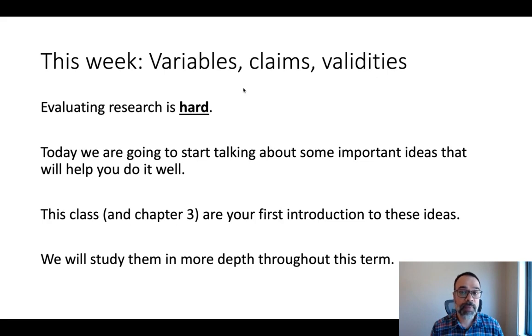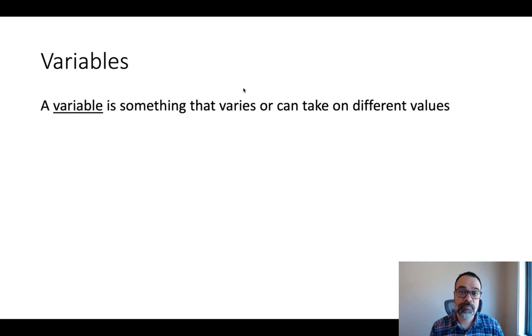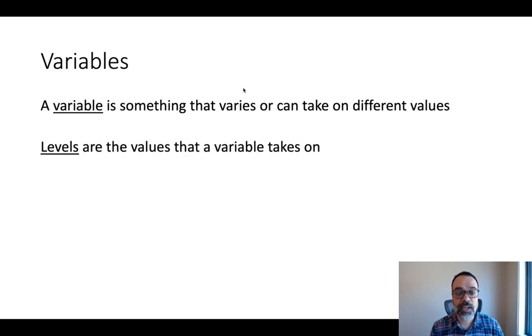We're going to come back to all of these in more depth later in the course, so think of this as a first pass, kind of a first go at some of these concepts, which we'll return to later. So in this video, I'm going to be talking about variables. What are variables? Well, a variable is something that can take on different values. It's something that varies. So it would be a set of attributes that go together. The values that it can take on would be called the levels.